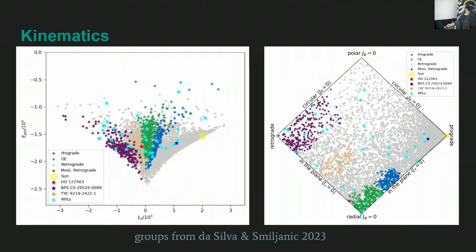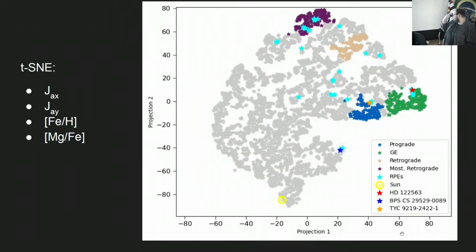We did the kinematics after getting the metallicity and the magnesium. You can see that our BPS here is a more disk-like star, and TIC is in this prograde group that is associated with the Gaia-Enceladus. Here is the t-SNE map, the same map that we had before. So here it is a little bit more difficult to see the separation into the halo and disk, but it's around here. You can see that TIC is here on this prograde group. BPS is here close to the sun.